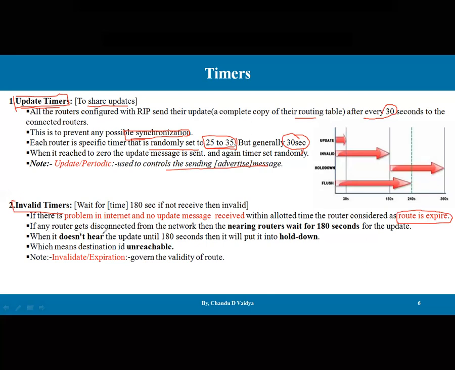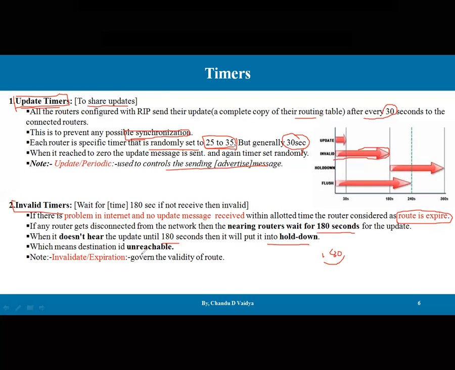But if any router gets disconnected from the network, the neighboring router waits for 180 seconds for the updates. If you go with this diagram, it will wait for the 180 seconds. When it doesn't hear any updates within 180 seconds, it puts the route in the hold down state. It means if it waits 180 seconds and does not receive that particular update, it goes into the hold down timer.